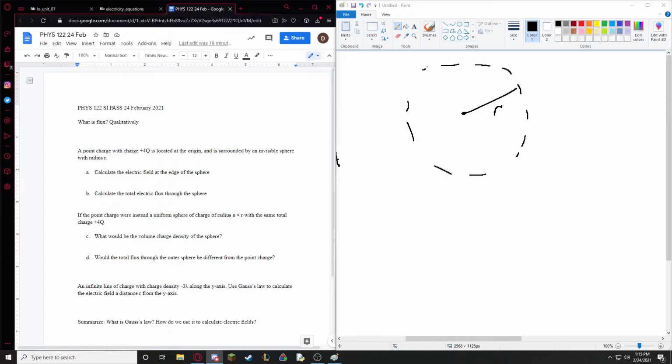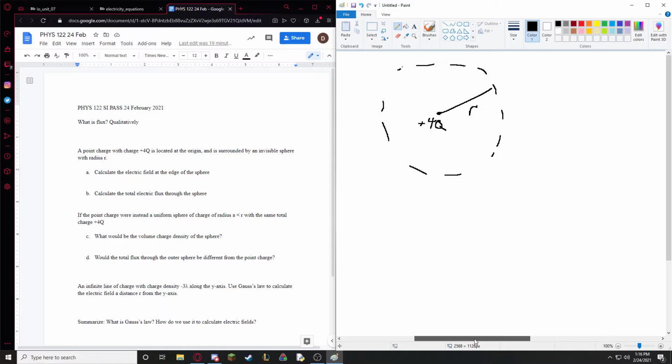All right, so we have our point charge located here, 4Q, and it's surrounded by our sphere of radius R. The first thing I want to know is what's going to be our electric field at the edge of our sphere? So how do we calculate that? How would we use Coulomb's law to calculate the electric field?